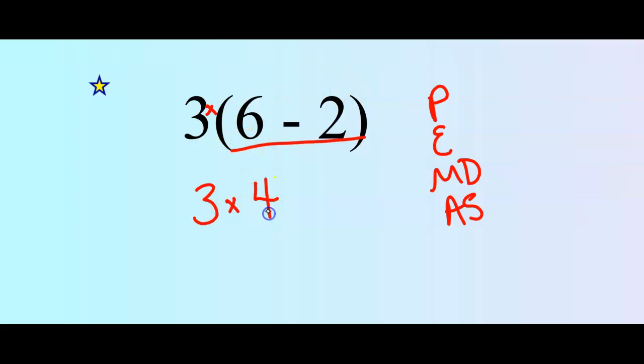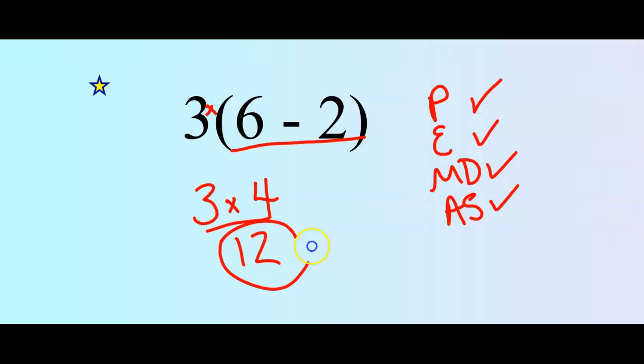6 minus 2 is 4. Parentheses done. There are no exponents. There is multiplication, so we're going to do that next, and I end up with 12. Boom, there is no adding and subtracting, so this problem is finished with 12.